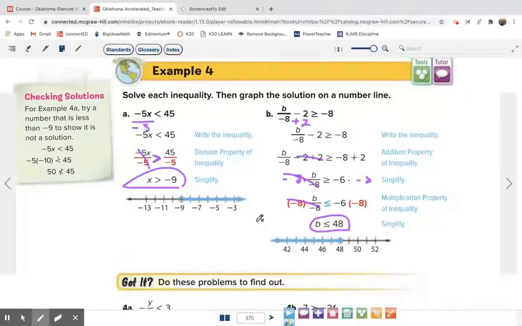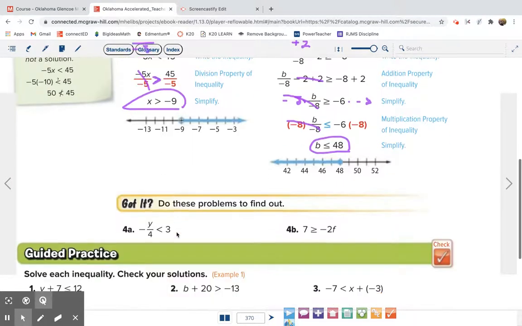You might make a note of that somewhere in your notes, that if you are multiplying or dividing by a negative, your inequality sign flips around. So then it's a closed circle. And then you would graph going to the left. So I want you to try just 4a. Don't do 4b, and then I will go over it with you.